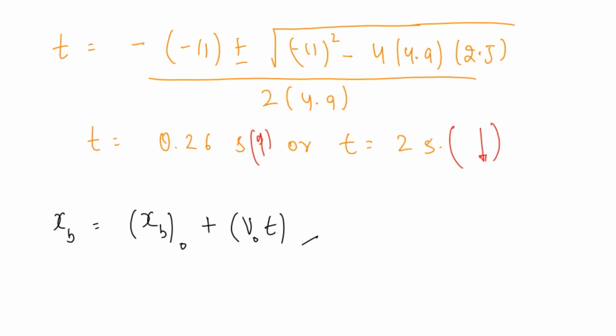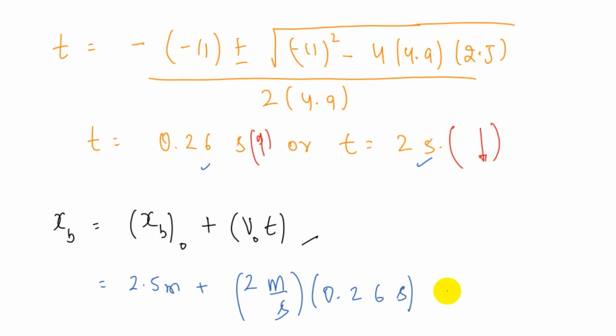Now its initial position, we know, is 2.5 meters for the balloon, plus the velocity for the balloon is 2 meters per second, and time, now we can take either this time or this time, both will be correct. So I'll be taking this time, when she first has the chance to catch the camera. So this is multiplied with 0.26 seconds. That would be equal to 3 meters. So this would be the final answer for this question.